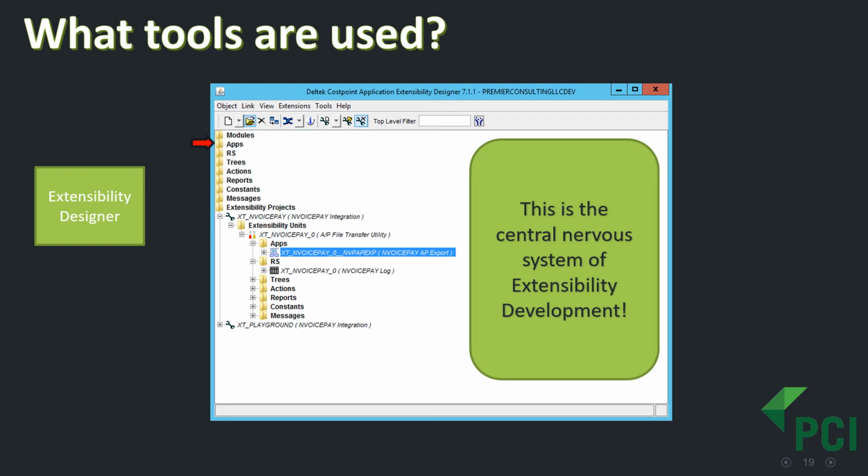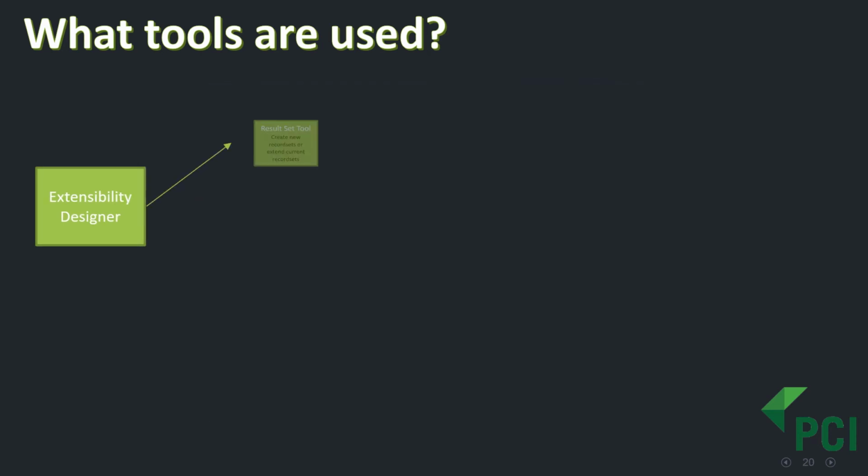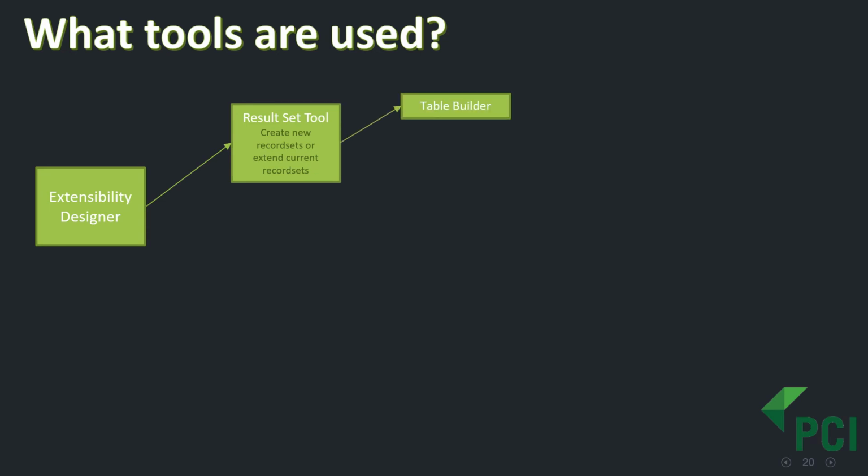You can create applications, record sets, trees, actions, reports, and messages. The main tool of the Extensibility Designer is your result set tool. This is used to create new record sets or extend current record sets. In the results set tool, you also have a table builder, and this does exactly what it says. It's used to build tables.